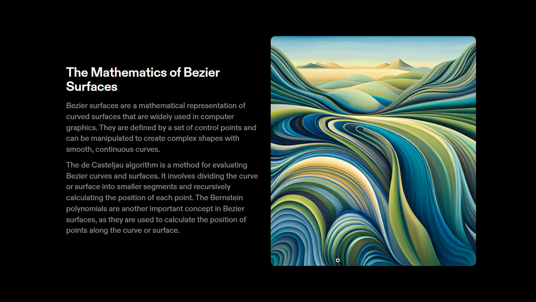The de Casteljau algorithm is a method for evaluating Bezier curves and surfaces. It involves dividing the curve or surface into smaller segments and recursively calculating the position of each point. The Bernstein polynomials are another important concept in Bezier surfaces, as they are used to calculate the position of points along the curve or surface.